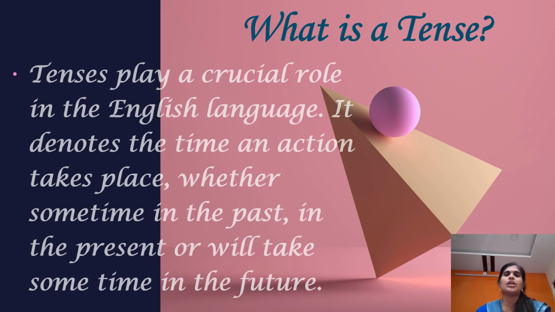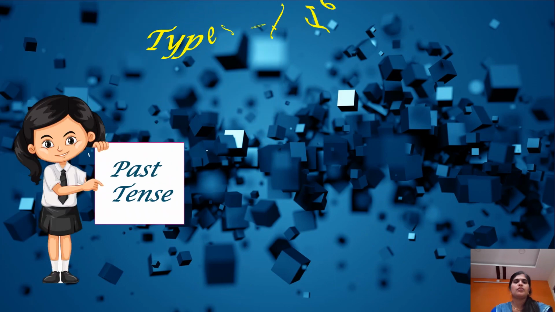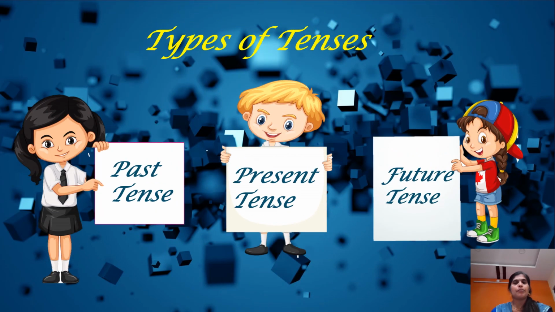Tenses play a crucial role in the English language. It denotes the time an action takes place, whether sometime in the past, in the present, or sometime in the future. Children, you have come across the meaning of the word tenses. Now we shall see how many types of tenses there are. In any language, there are three types of tenses, that is, past tense, present tense, and future tense.